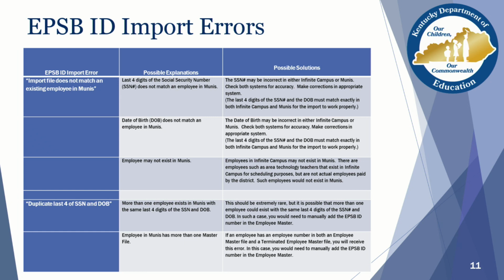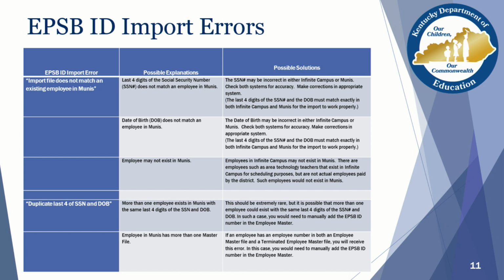The first one, import file does not match an existing employee in Munis, has three possible explanations. The last four digits of the Social Security number does not match an employee in Munis. It could be that the Social Security number is wrong in either Infinite Campus or Munis, so you'll need to check to see if it matches in both systems and correct where it's not accurate. Then, date of birth does not match an employee in Munis. Again, the same situation. The date of birth could be incorrect in either Infinite Campus or Munis. You just need to check to see where it's incorrect and make those corrections.